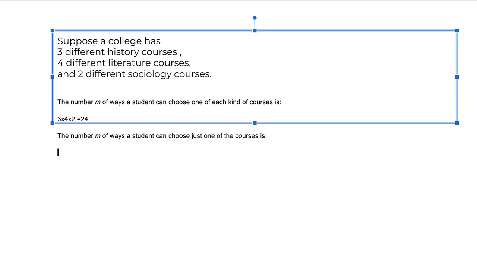The second question is the number of ways a student can choose just one of the courses. So that's exactly how we solved the breakfast, lunch and dinner question. So it would be 3 plus 4 plus 2 ways of choosing just one of the courses from the 9 of them. So that's 9.